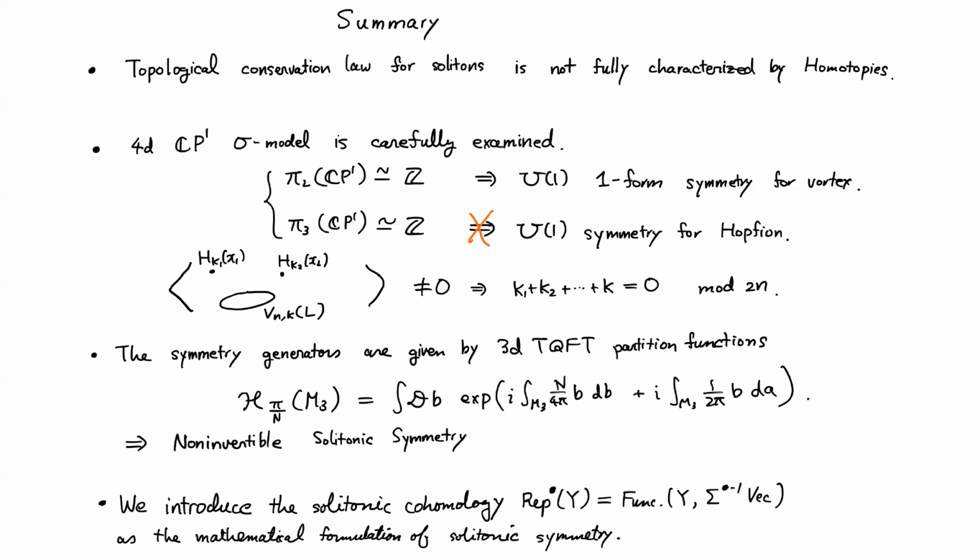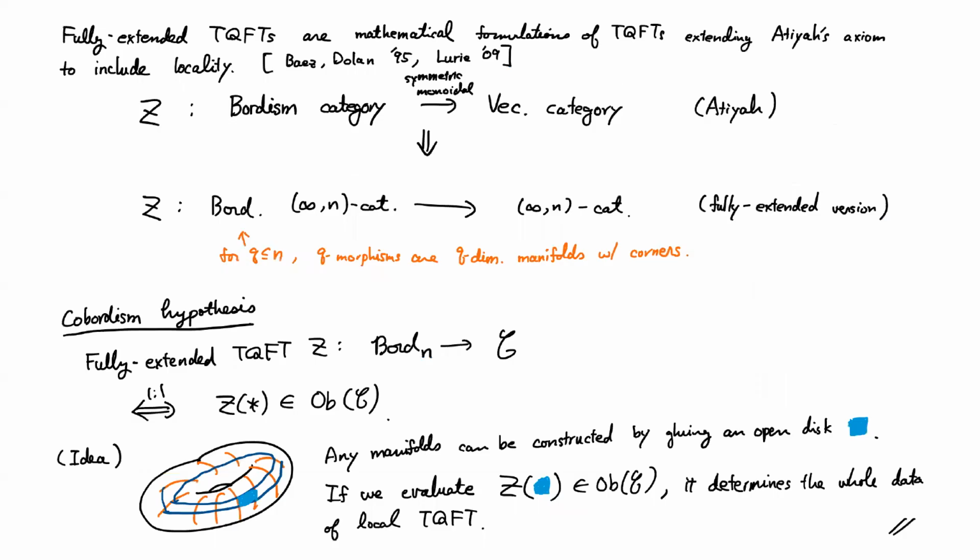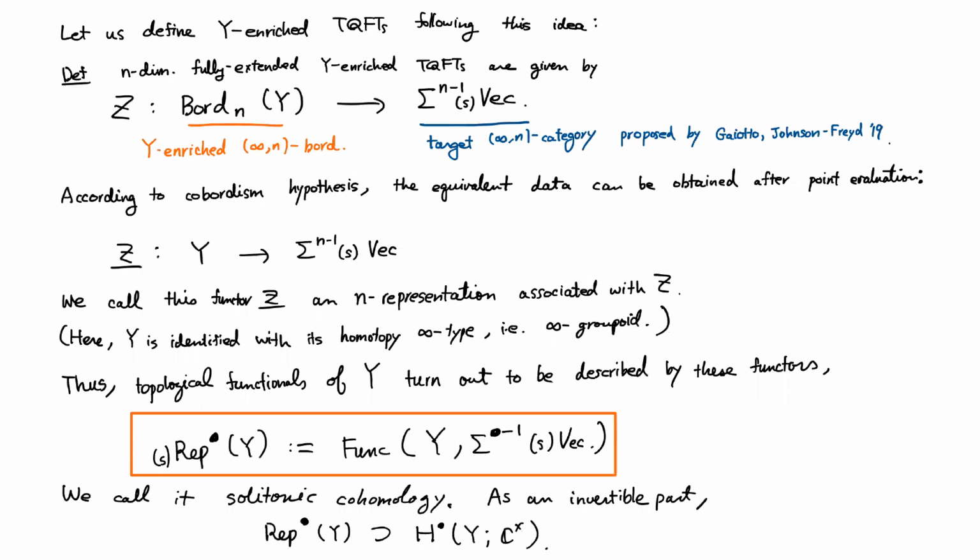Comment? Can you hear me? Yeah, I can hear. Hi, thanks. That was wonderful. Just to follow up on the math questions. So I think the n-vector spaces of Gaiotto, Johnson-Freyd are capturing TQFTs that admit a gapped boundary, or they arise via the Turaev-Viro construction.